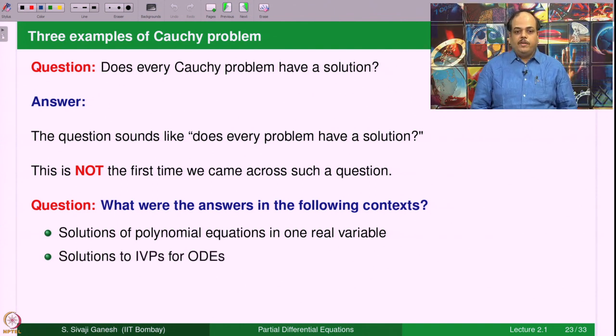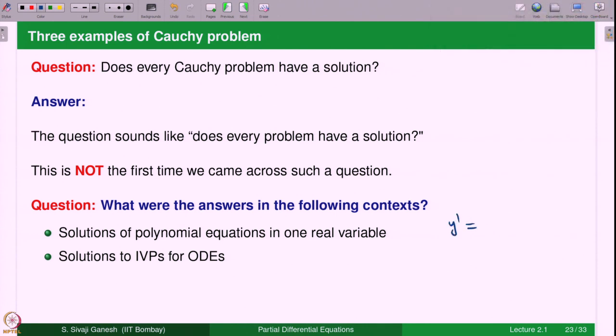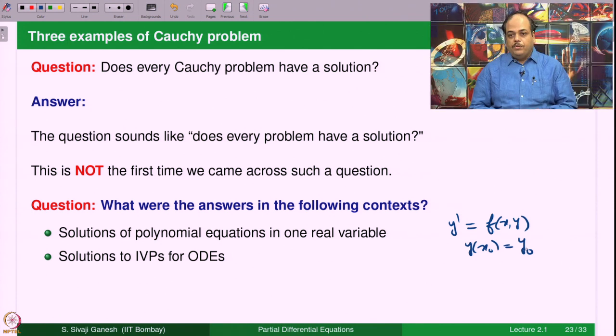Then solutions to initial value problems for ODEs. This is where we have seen Picard's theorem and Peano's theorem. This is the kind of equation for which we have a theory: y dash equal to f(x, y), and this is the initial value problem. If f was continuous, we had Peano's theorem, which said there is a solution. In addition, if f is Lipschitz with respect to the y variable, then Picard's theorem told us that it has a unique solution. And when you do not have a unique solution, you can easily show that you have infinitely many solutions.